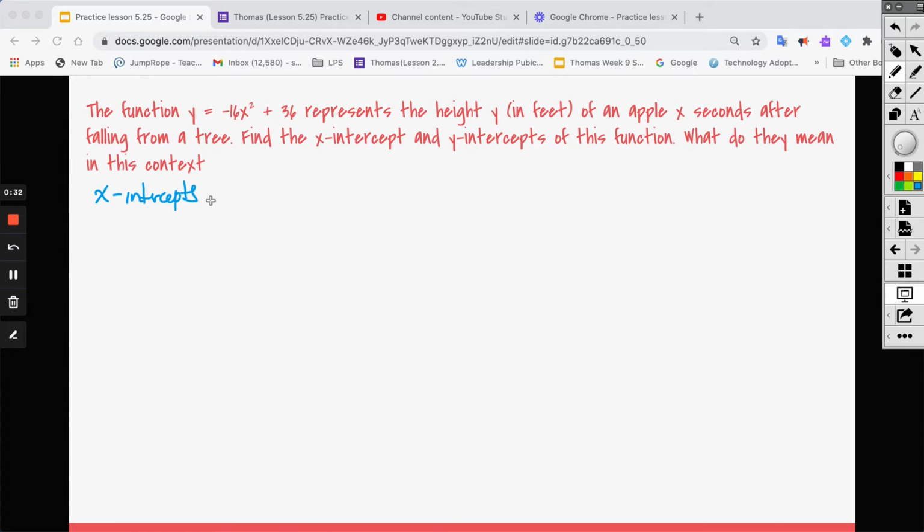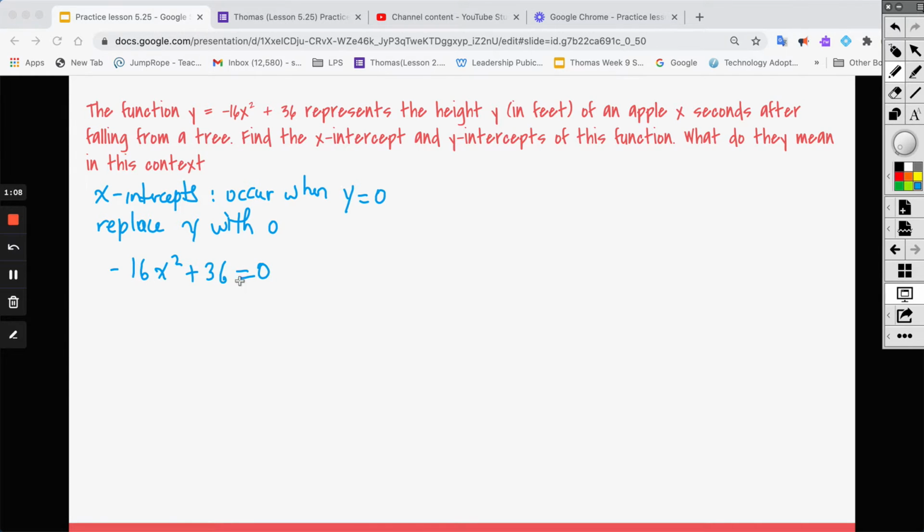So these occur when y equals 0. So what we're going to do in our equation is replace y with 0. So we're going to end up having negative 16x squared plus 36 is equal to 0.